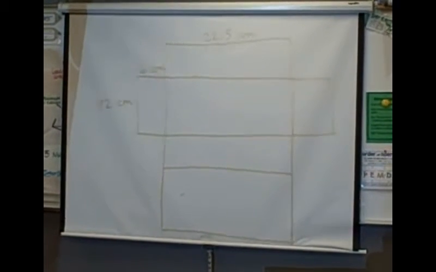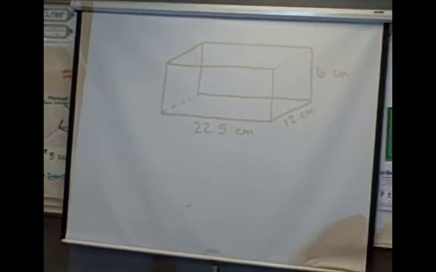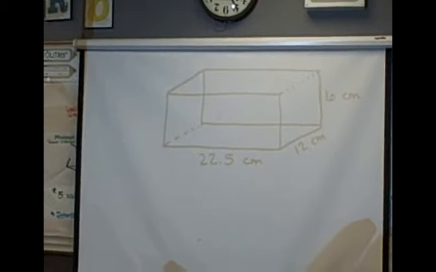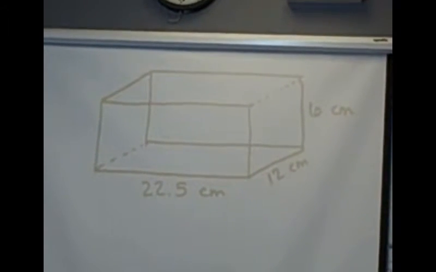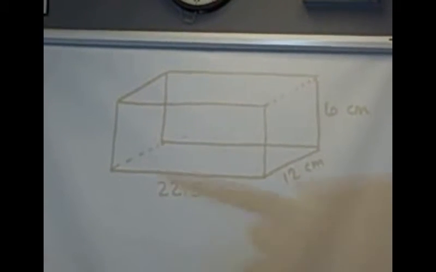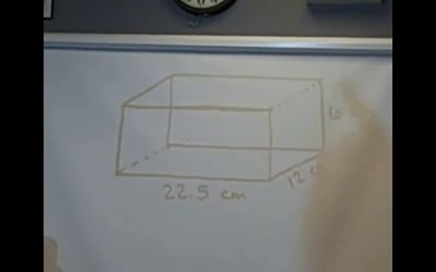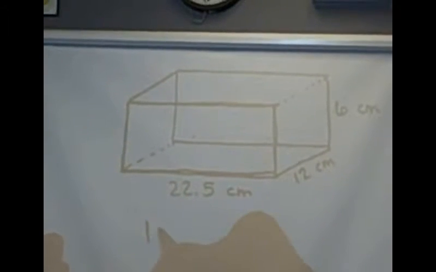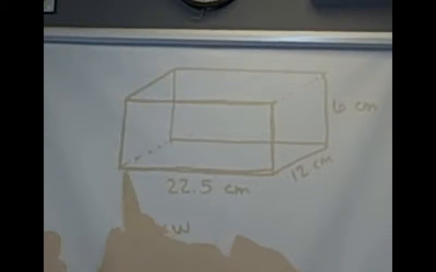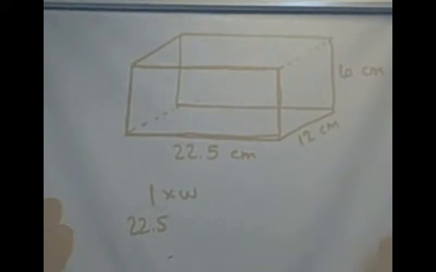All right, so let's go ahead and take a look at what we had. Mrs. Alfaro is going to come back to the three-dimensional figure. What I'm going to do is start by calculating the front. If you notice here, this is the front of the three-dimensional shape. Now, if I use the formula length times width, the length of this rectangle is 22.5.